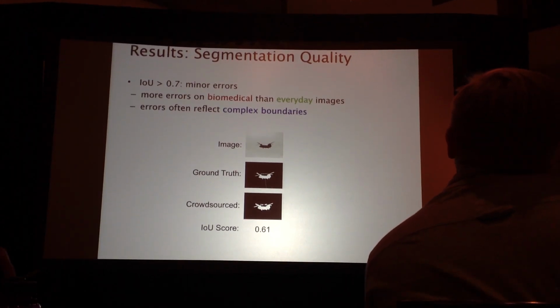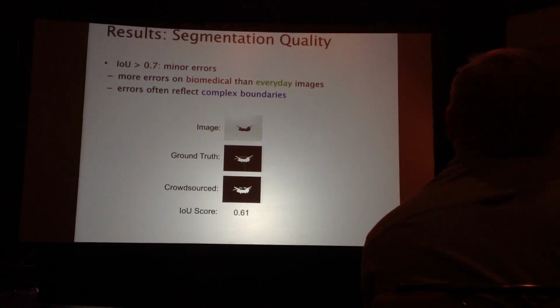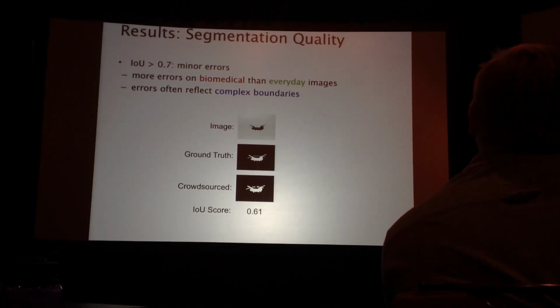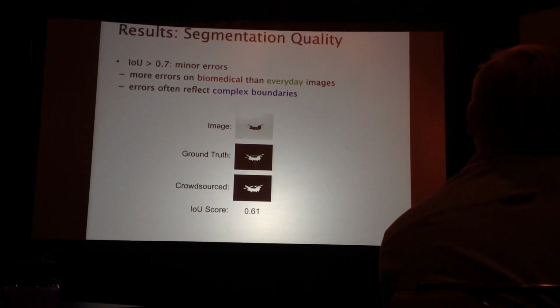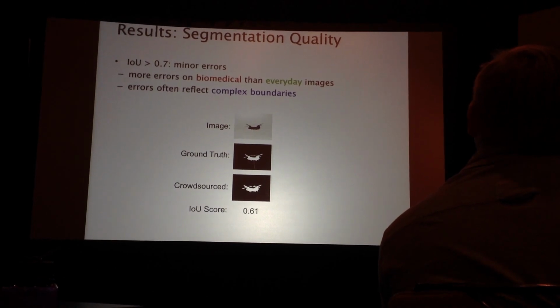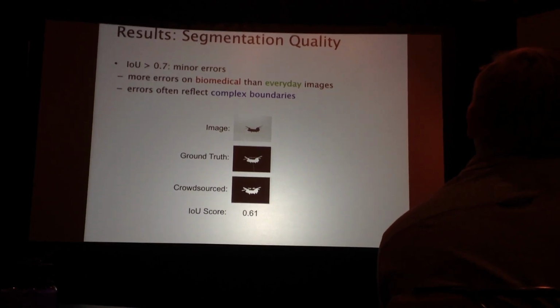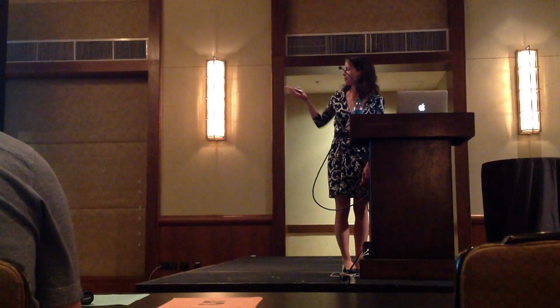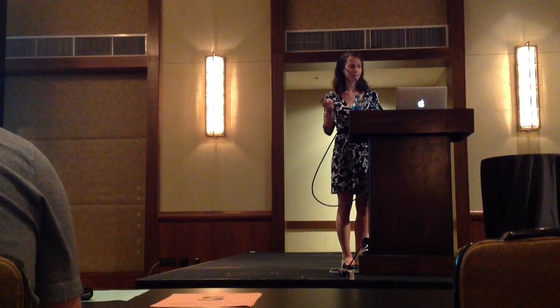However, these types of errors reflect complex boundaries. And if you actually look at the agreement between experts, you also find the same trend, which is that experts will have lower agreement in this space for biomedical images than everyday images. These aren't the kind of errors that we deem egregious. These are due to innocent mistakes, where it's just a level of detail and agreement on that.